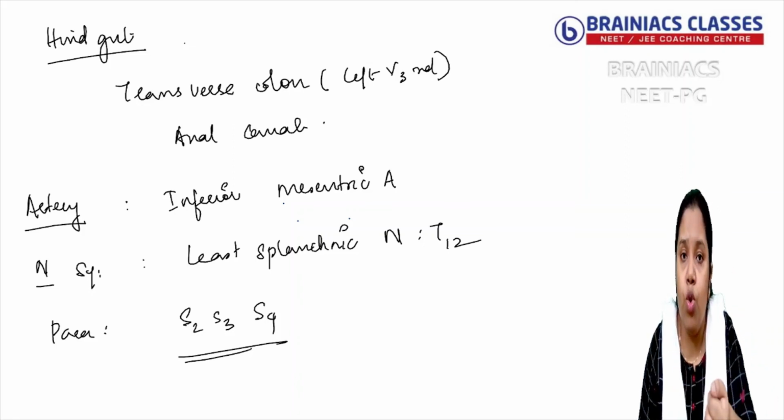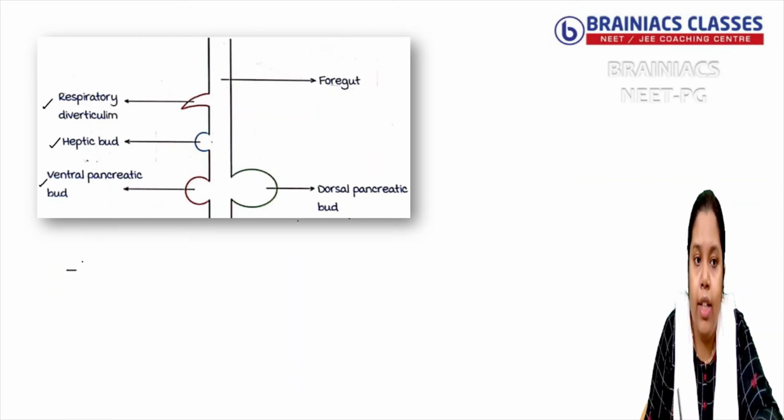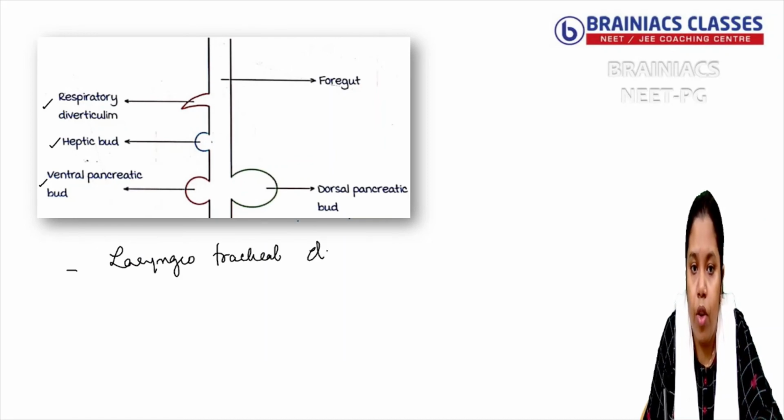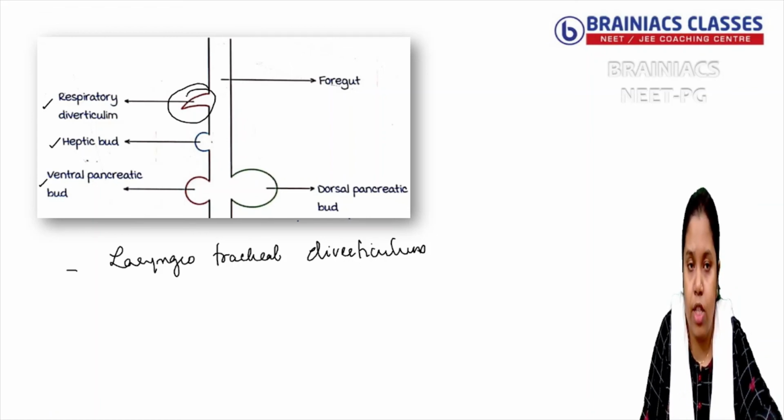Now I am passing on to the development of the foregut. This is the foregut tube, and there is a respiratory diverticulum, or the laryngotracheal diverticulum. Can you see the respiratory diverticulum here? This marks the beginning of the development of the respiratory system.